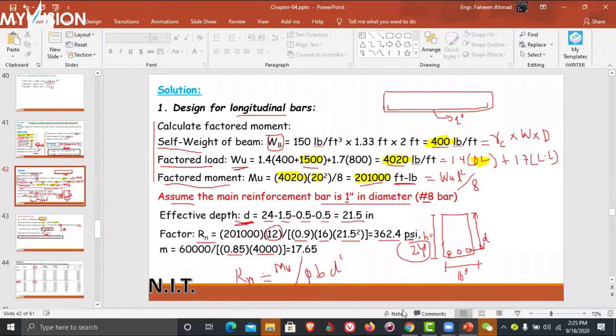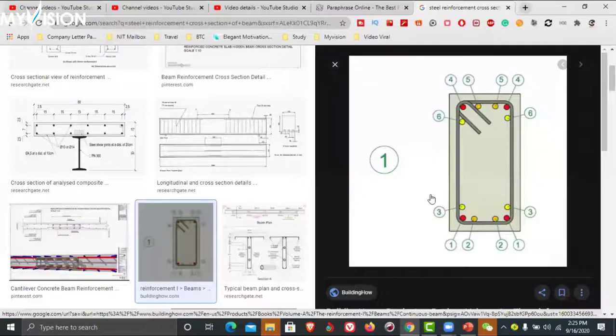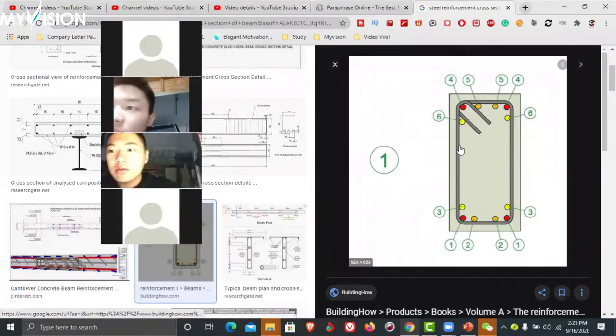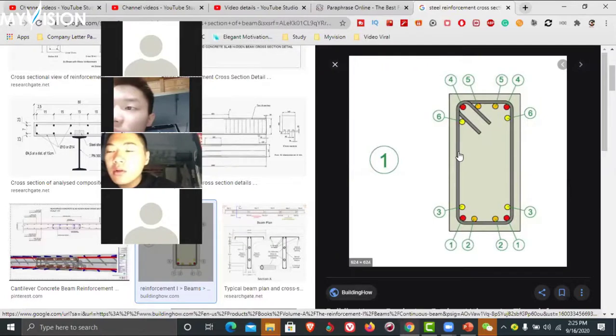What does this diameter of shear ring mean? Let me show you in the picture. Can you see this picture? This dark gray or black line means the diameter. The diameter of this is basically a shear ring, a shear reinforcement, or we also call it stirrup.